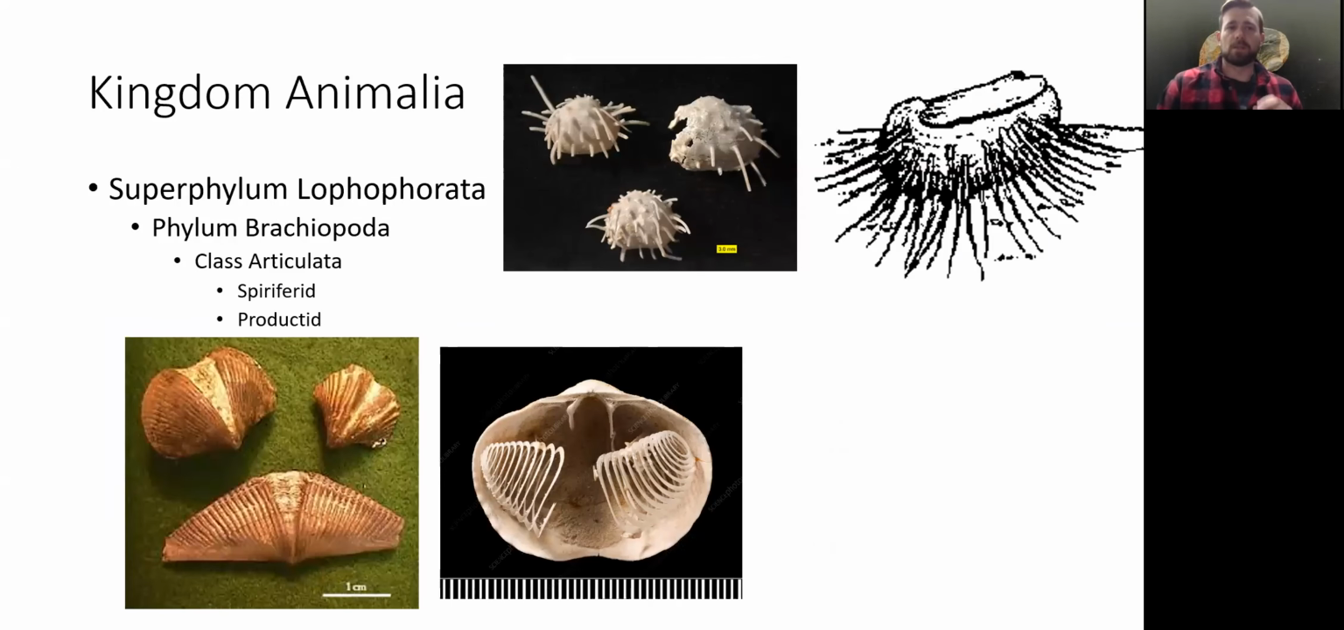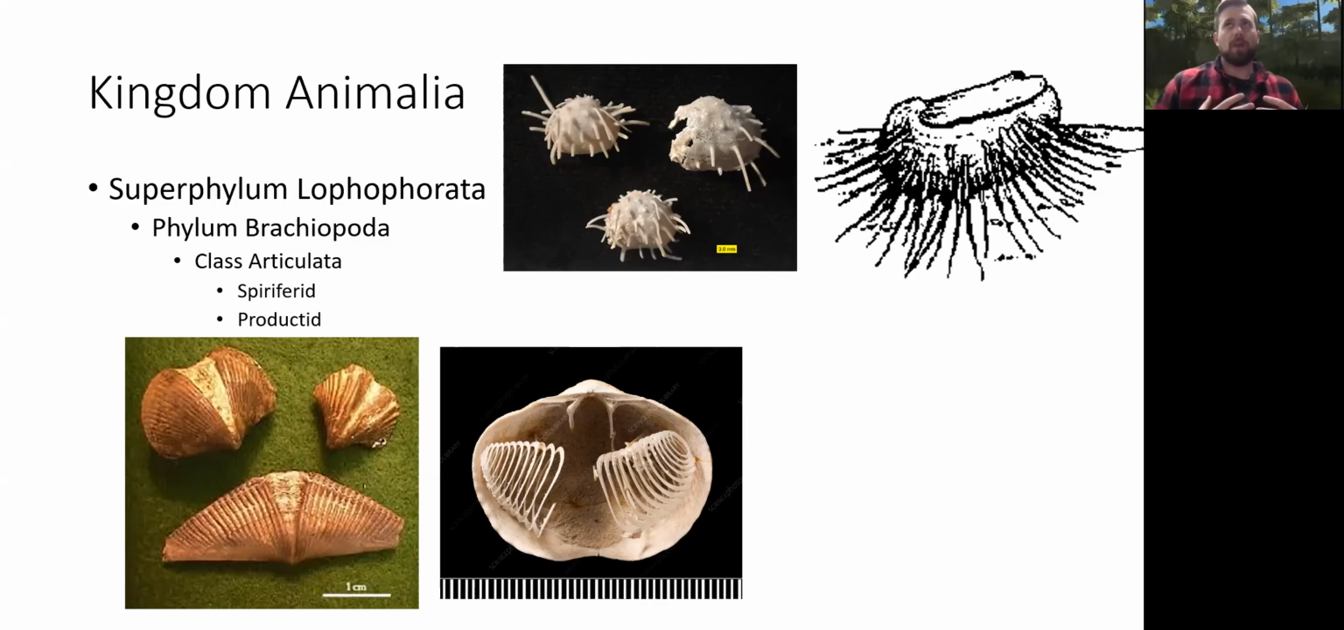Last week, we looked at Superphylum Lophophorata, and we did look at brachiopods. So we focused more on the inarticulates like Lingula, but the articulate brachiopods are very, very abundant in the late Paleozoic. Most of them go extinct at the very end of the Paleozoic. We only have a few of these left alive today. The two types of articulate brachiopods we're going to look at today are the spiriferids and the productids.